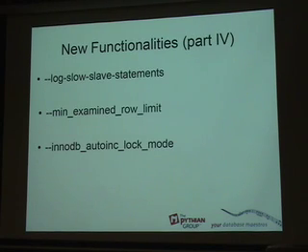Okay, part 4. That's the last part, I swear, for new functionalities. Log slow slave statements. Say that 5 times fast. It causes slow statements executed by a replication slave to be written to the slow query log, which apparently they didn't before, so it's a new feature. Min examined row limit can be used to cause queries that examine fewer than the stated number of rows not to be logged. So you have log queries not using indexes, but you could say, if you're not looking at more than 1,000 rows, I don't want it in the slow query log. That'll get rid of all those spurious things that you might get from log queries not using indexes.